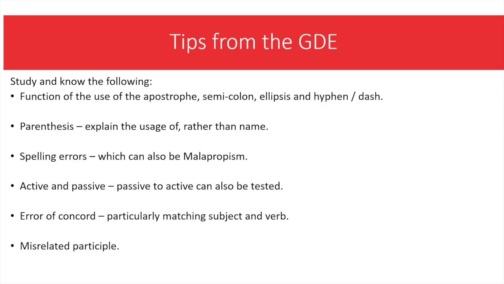Then the error of concord or subject-verb agreement. This is a favorite to be asked. And you need to be able to understand that a singular verb goes with a singular subject, a plural subject goes with a plural verb. It's not as difficult as you think. And then once again, the misrelated participle. Let's have a look on the next slide for more tips.